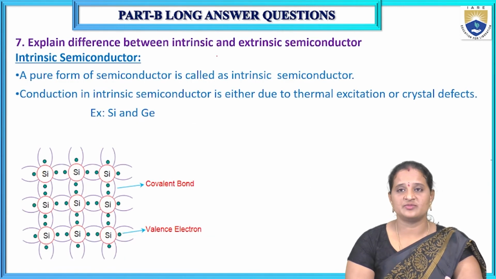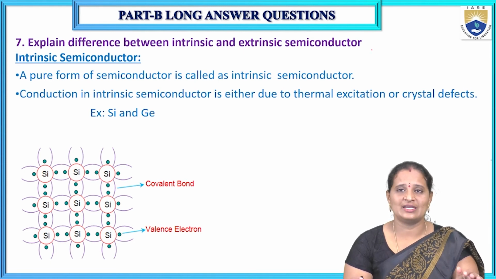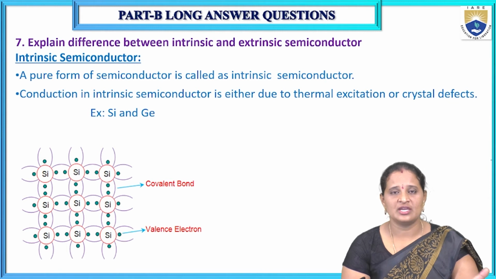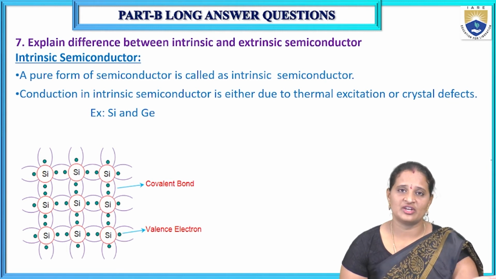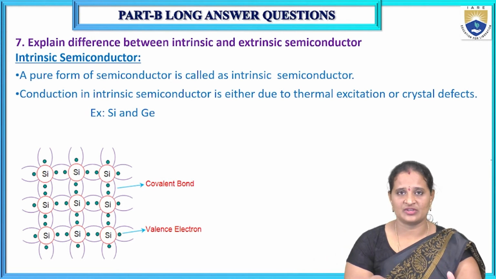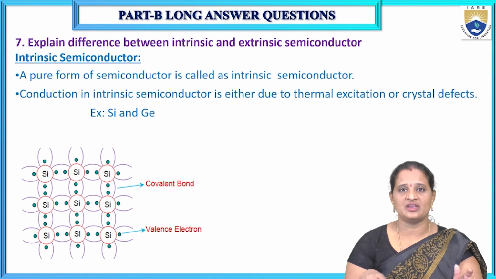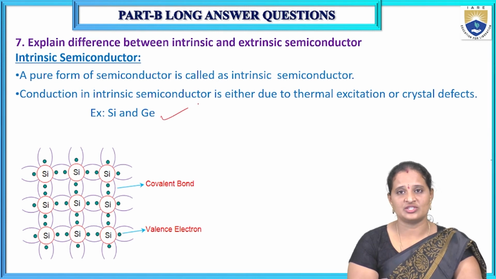Now explain the difference between intrinsic and extrinsic semiconductor. So you all know that semiconductors are 2 types, intrinsic and extrinsic. Again, the extrinsic semiconductors are classified into 2 types, that is N-type and P-type. You just mention that classification and then you define intrinsic semiconductor. So it is nothing but a pure form of semiconductor. The examples of semiconductors are silicon and germanium.